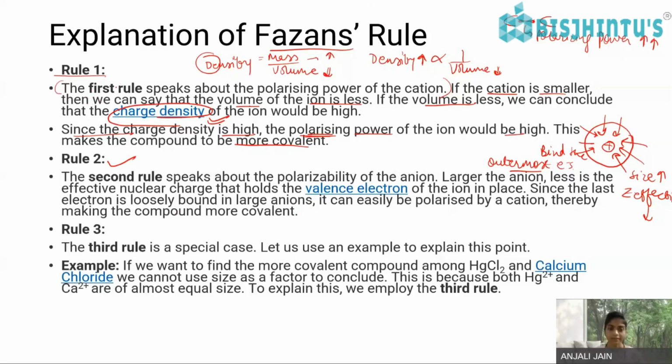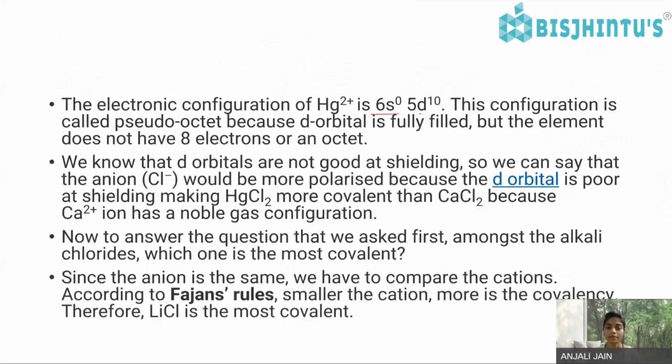it's a special case. If we want to find the more covalent compound among mercury chloride and calcium chloride, we cannot use size as a factor, okay, because they both have the same size. This is because both mercury and calcium have the equal size. Okay. To explain this, the third rule is there. The electronic configuration of mercury is 6s0 5d10. In that d orbital, 10 electrons are there.